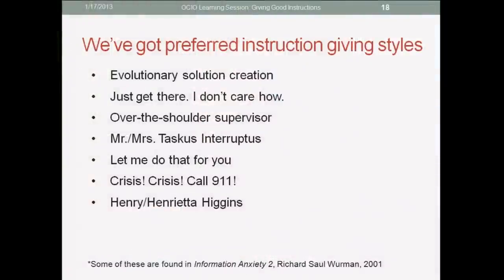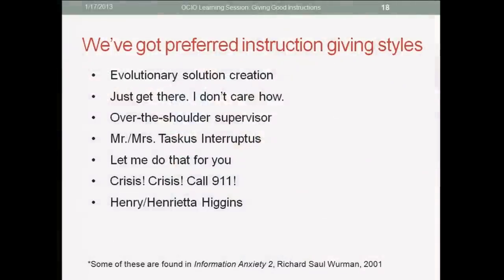So here are some instruction giving styles. Now, I'll just look around as I explain some of these to you. We don't have to explain them all, but these are pretty common styles. Some of them come from Werman, some of them come just from our own experience. But how many of you, for instance, have worked for a crisis, call 911 kind of manager in terms of giving instructions? Any show of hands out there?